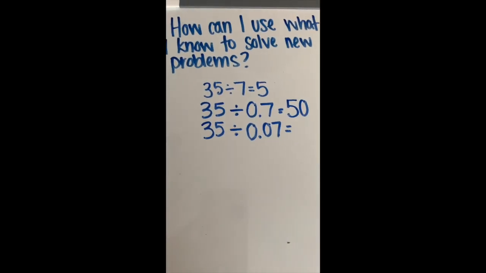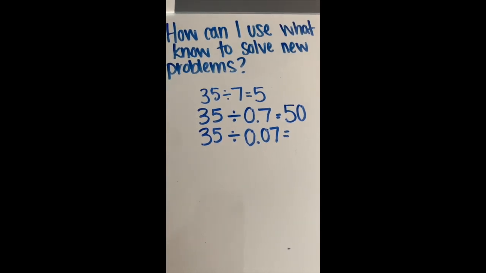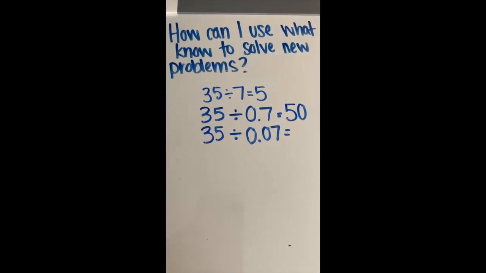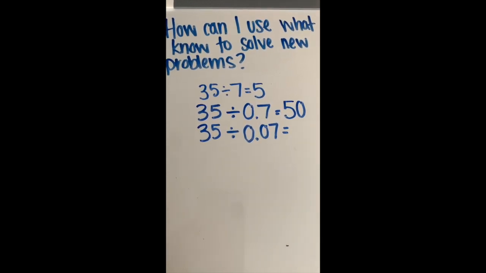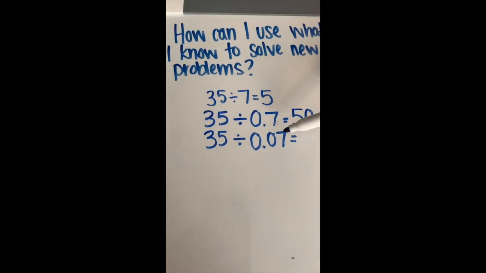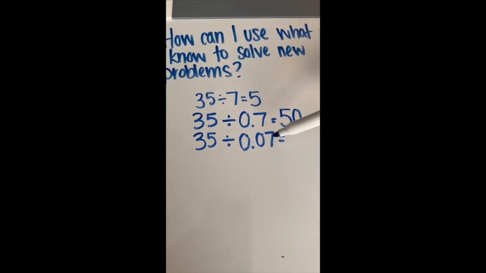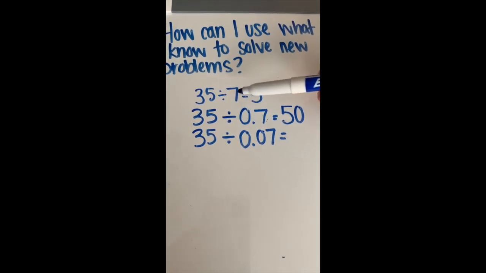Let's think for a minute. Is 7/100 more or less than 7/10? Hundredths are smaller than tenths. Hundredths are 10 times smaller than tenths. So once again, this divisor is getting smaller by a power of 10. It's 100 times smaller than 7.